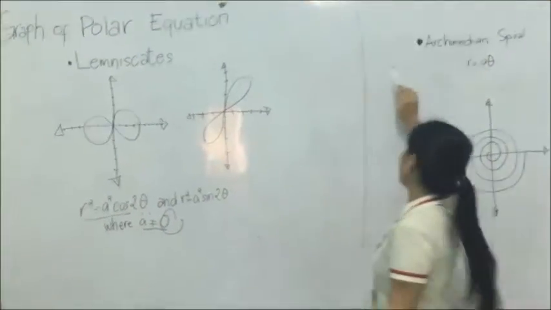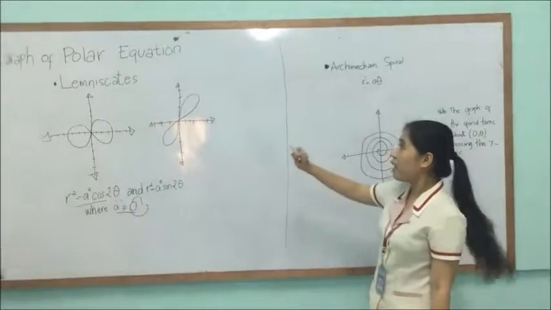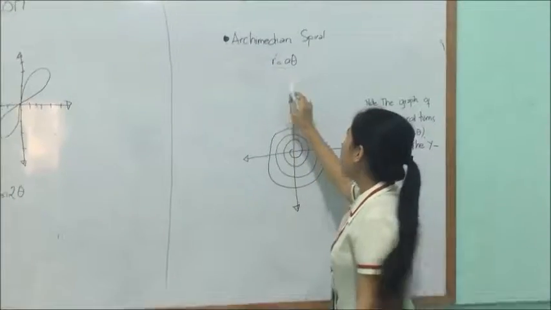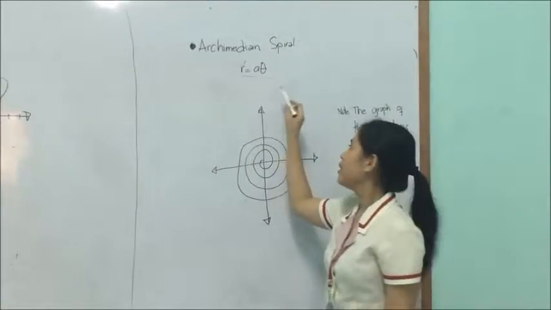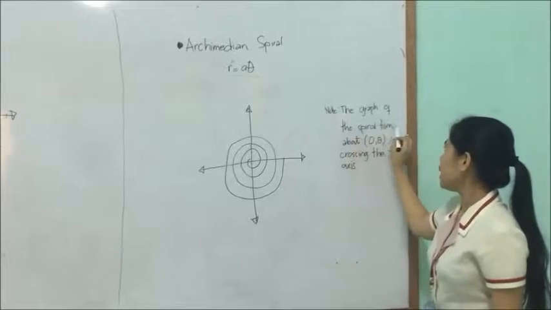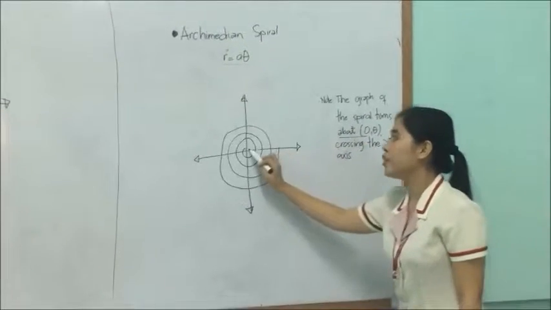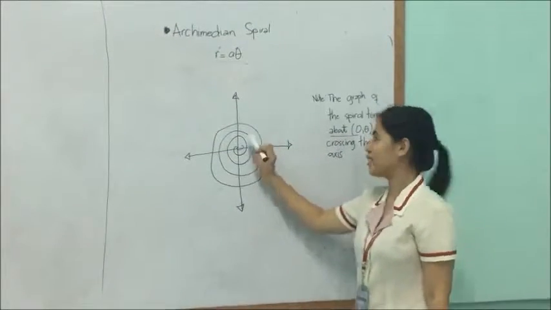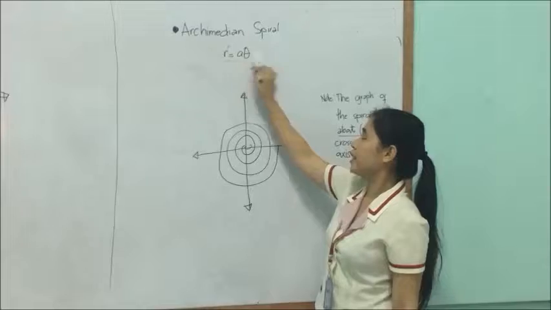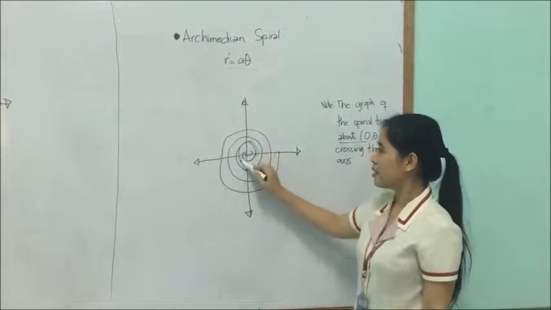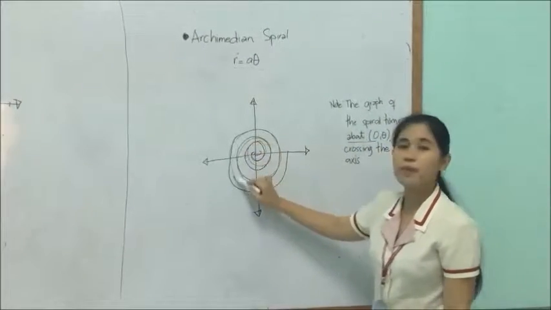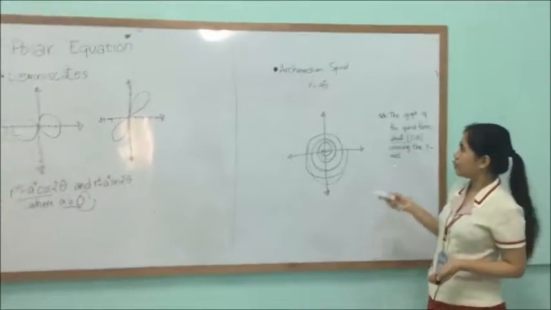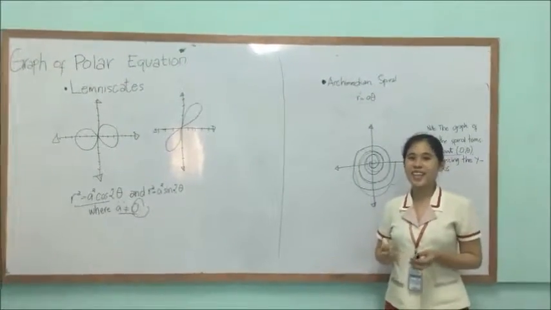Let's proceed to another type of polar equation, the Archimedean spiral, where r is equal to a theta. Note that the graph of the spiral turns at 0 and theta crossing the y-axis. This is called the Archimedean spiral, just like this, and it is named after the mathematician Archimedes. I hope you understand that. That's all for today. Thank you.